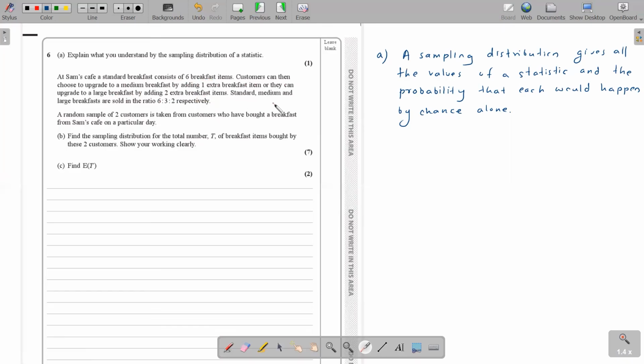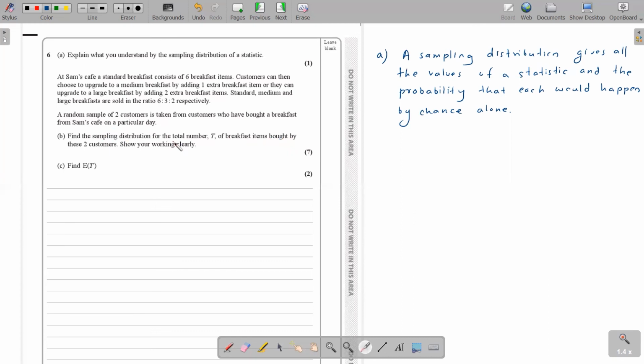Standard, medium, and large breakfasts are sold in the ratio 6:3:2. A random sample of 2 customers is taken from the customers who have bought a breakfast from Sam's Cafe on a particular day. Find the sampling distribution for the total number, capital T, of breakfast items bought by these 2 customers. Show your working clearly.